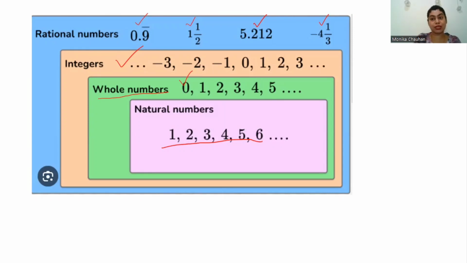But natural numbers are also rational numbers. Whole numbers are also rational numbers, and integers. That means all of them are linked to rational numbers, all of them. In the later slides, we will define what rational numbers are. They look like this, but what actually are they? So just have patience. We will move forward to the next flow chart, which will help you to move forward.